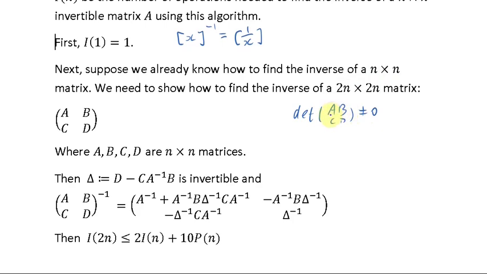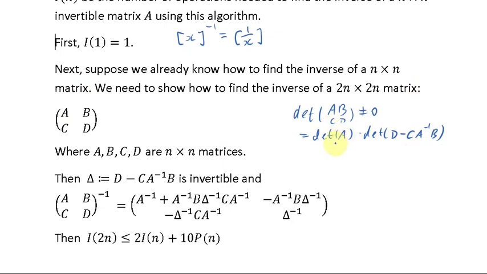And we can assume that the submatrix A is invertible. If it's not, we can use elementary row operations to make it invertible. So without loss of generality, we can assume that A is invertible. And if A is invertible, we can show that the determinant of this matrix is equal to the determinant of A times the determinant of D minus CA inverse B.